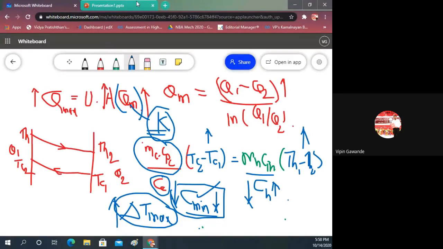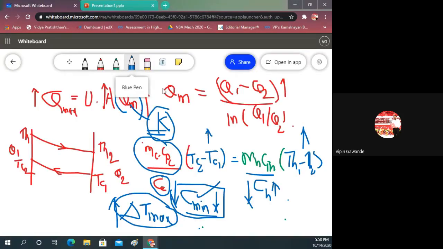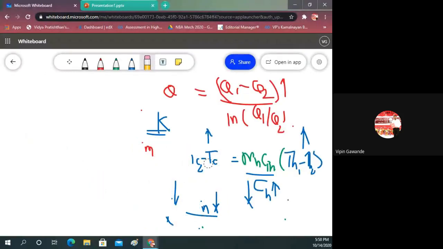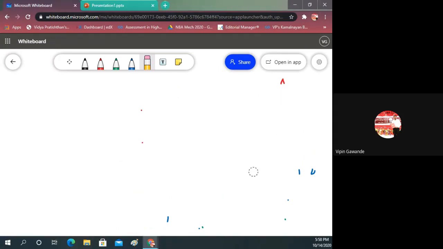So the correct answer for this question is option B, that is C minimum, delta T max. And this is the concept. Just use the energy balance equation and make one thing minimum, that is the product of mass flow rate and heat capacity. The other thing is that the temperature difference is higher. That is a simple concept, and the question was asked in the GATE examination.